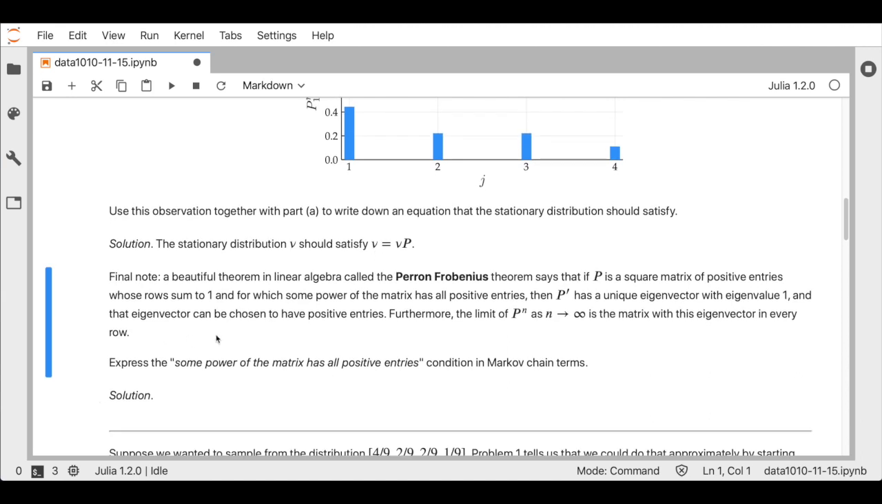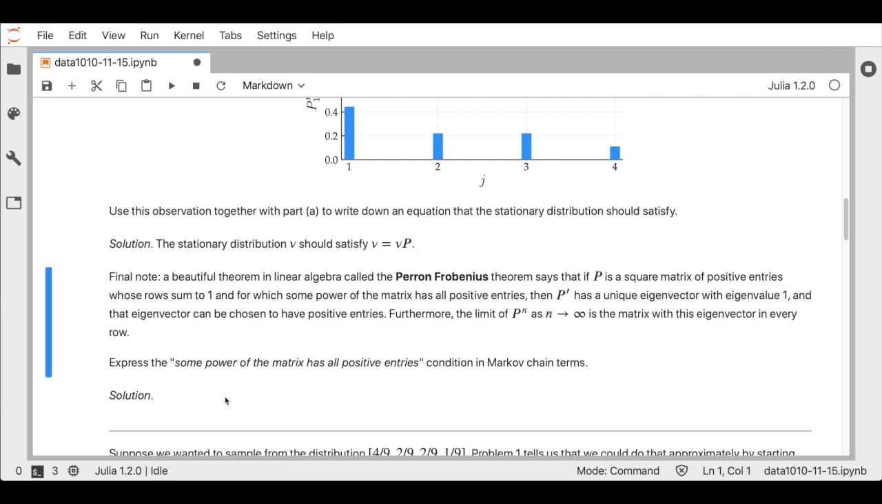And there's a very nice theorem in linear algebra whose proof we're not going to go over. It's called the Perron-Frobenius theorem, and it essentially says under certain conditions, everything works out. This matrix P is going to have exactly one left eigenvector with eigenvalue 1, and all of its entries are going to have the same sign, so we can choose them to be positive. And furthermore, that eigenvector is what you get in every row when you raise P to successively high powers and let that exponent go to infinity.